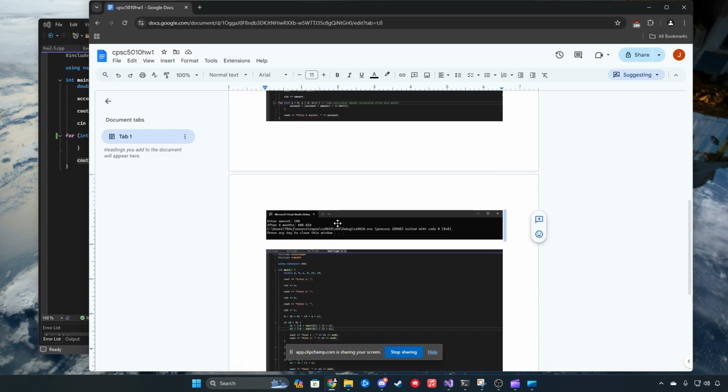And here in my output, I also use the same number used on Canvas, which was 100. And after 6 months, this is how much interest it should have accrued.